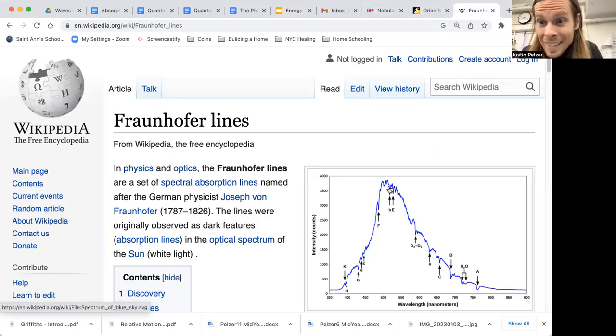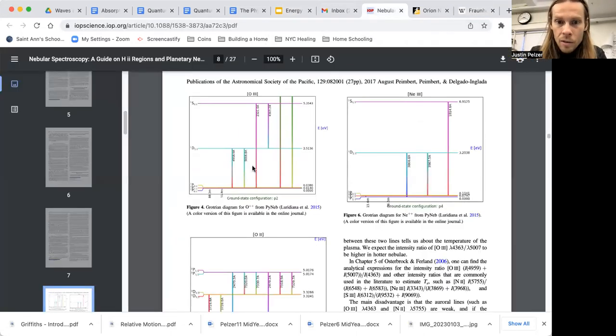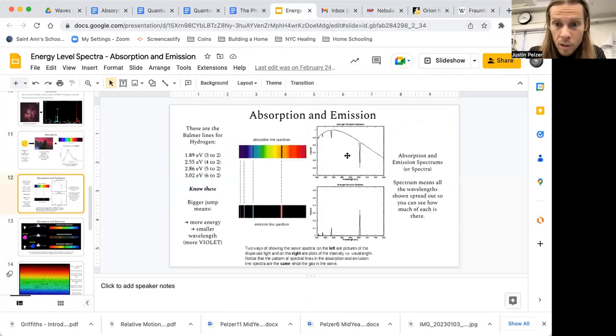So absorptions are dips with a continuous spectrum behind it. Emission, right, is spikes. So absorption is dips. Emission is spikes. Pause and make that make sense. I hope that makes sense, right?